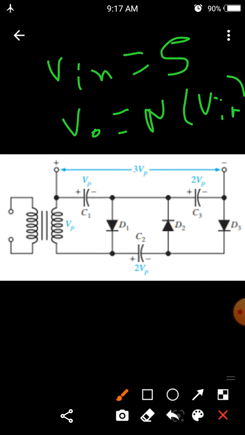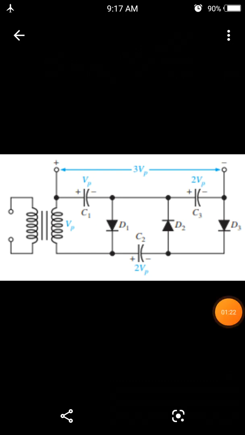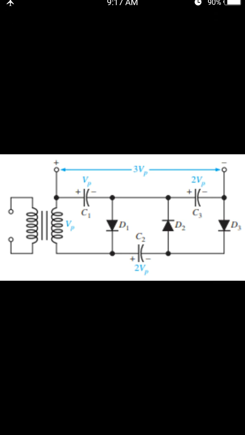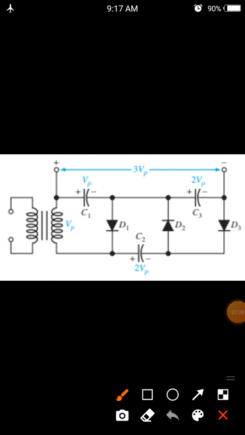So here we can see a power supply with a transformer, and this is a step down transformer. From here we have 220 volt, and here we get Vp, for example, 6 volt. As a result, we know that the polarity of the coil continuously changes.